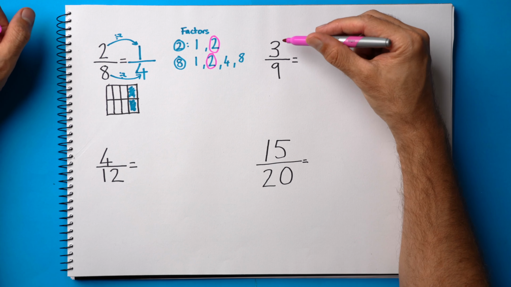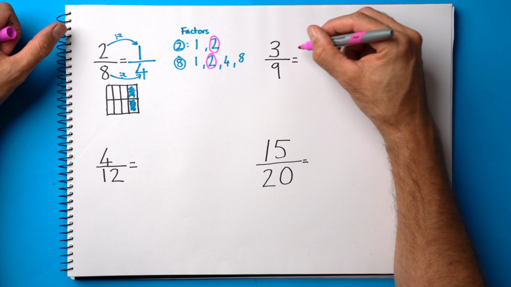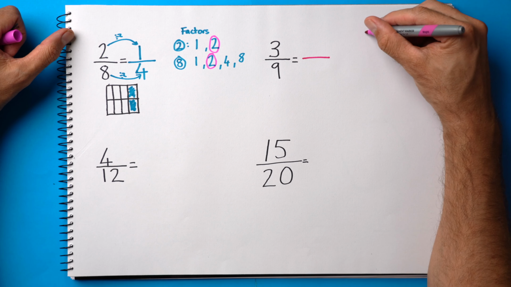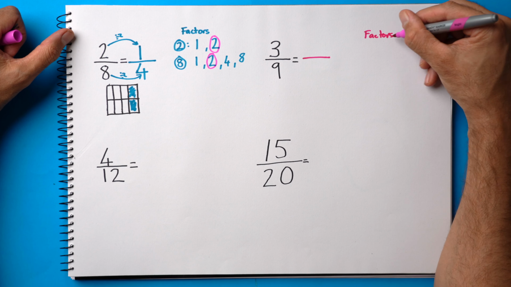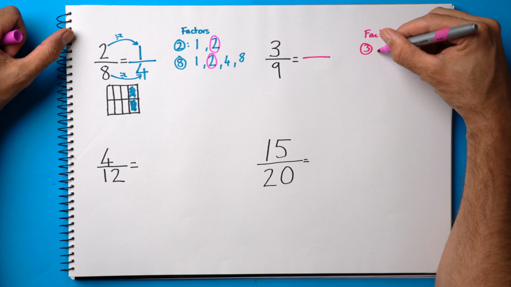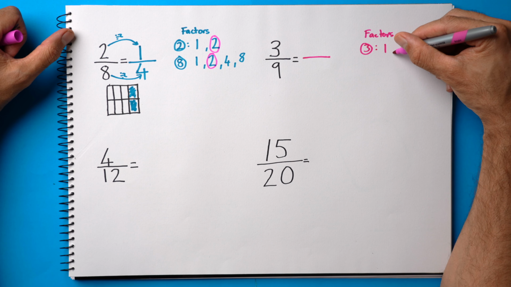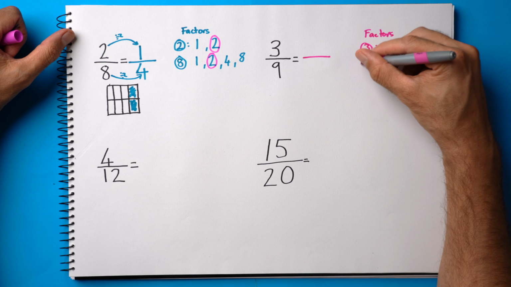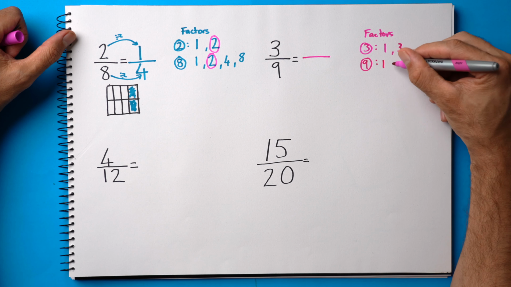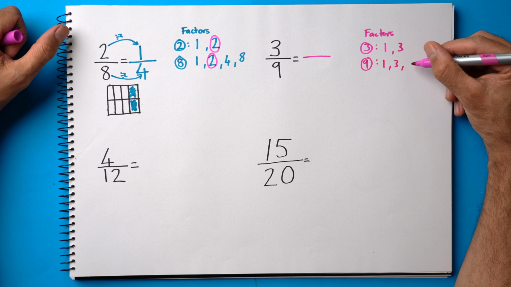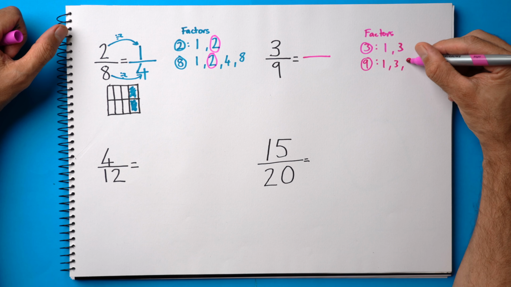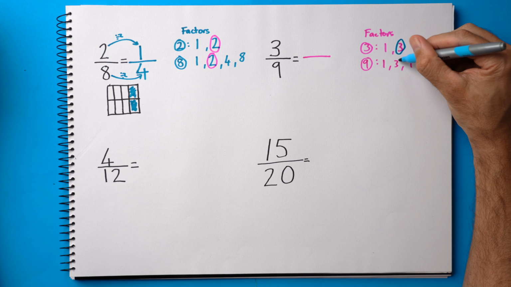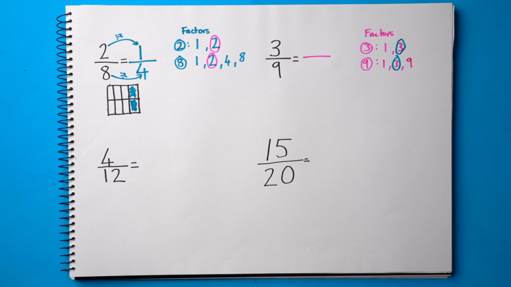This time I've got 3/9. And I want to find an equivalent fraction that's simpler. All right, so let's look at the factors. Factors of 3, we have 1, not 2, but 3. And factors of 9, we have 1, not 2, 3, not 4, not 5, not 6, not 7, not 8, but 9 as well. And what's the highest common factor with these two? It is 3. So that's the number we're going to divide by.